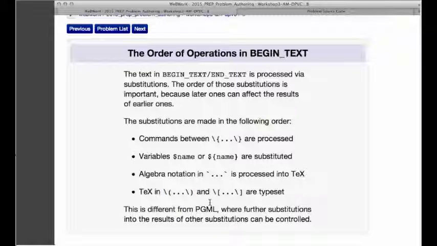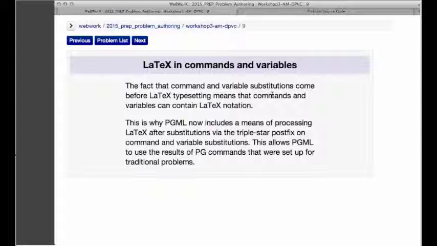One of the differences between PGML and begin text, end text is that PGML does not do substitutions in this way. The results of substitutions in PGML are not further processed, whereas they are here. So if a command produces something that has TeX output in it, because the command substitution is performed first, its output will be part of the string over which substitutions are performed, and if it included something that looked like TeX, it'll get processed later. So the order in which these things are done makes a difference. The fact that command and variable substitutions come before LaTeX means that LaTeX notation can be stored in variables or in the output of commands and still get processed. That's why PGML now includes a means of processing LaTeX after substitutions via a triple star postfix on command and variable substitution, so that this allows PGML to use the results of PG commands that were set up for the traditional problems where this happened automatically.